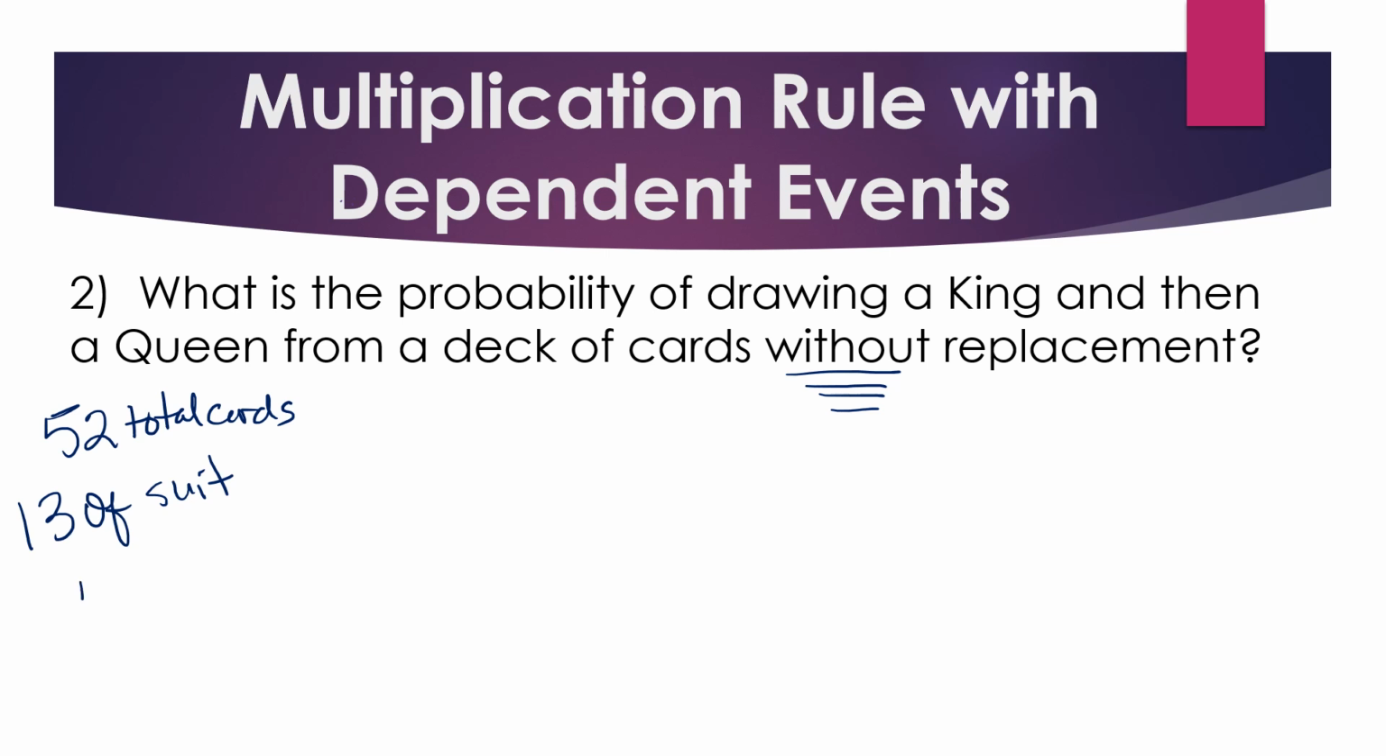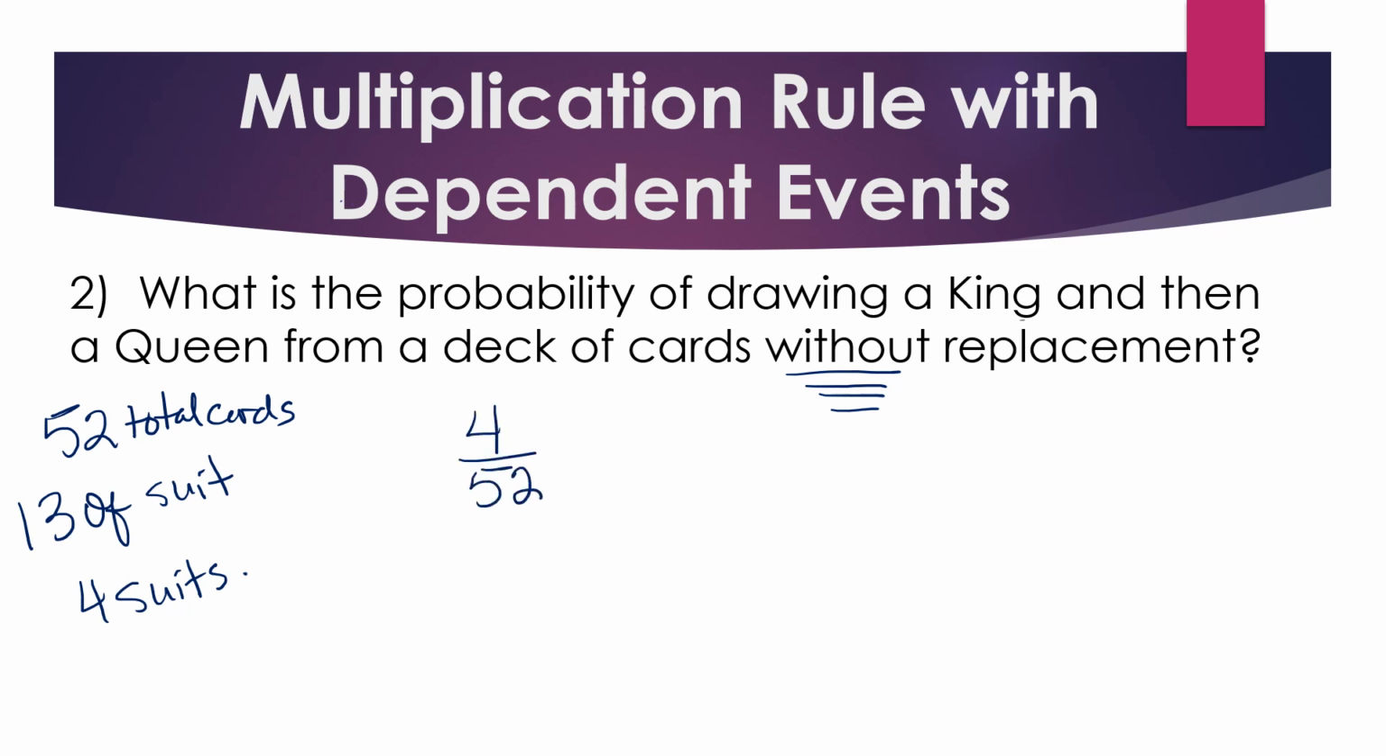Excuse me. And there are 4 suits. So that means I'm going to have 4 kings, 4 queens, 4 jacks, 4 tens, all the way down to aces. So the probability of rolling a king would be 4 out of 52.